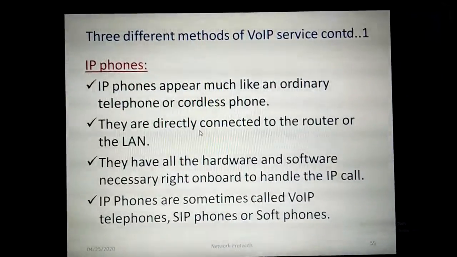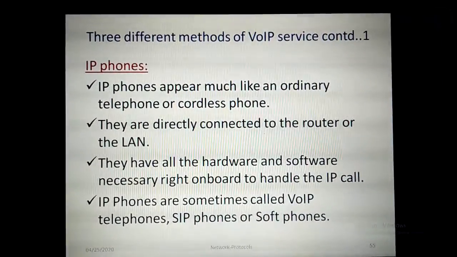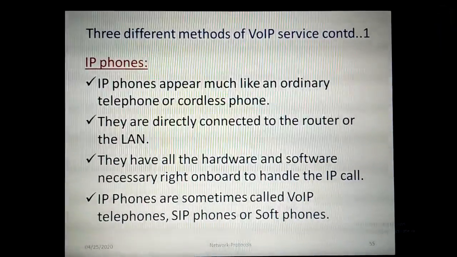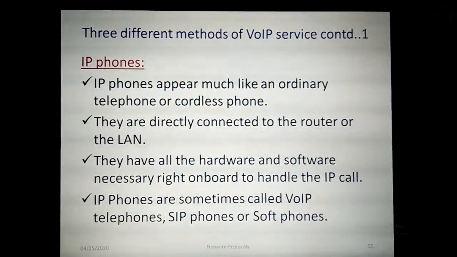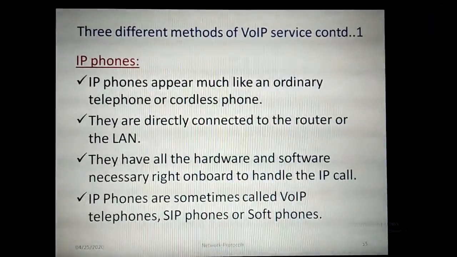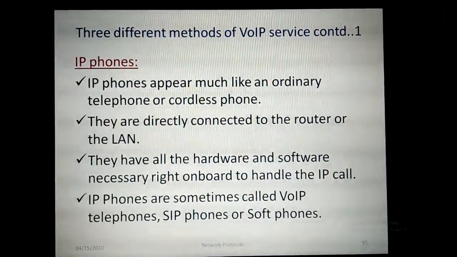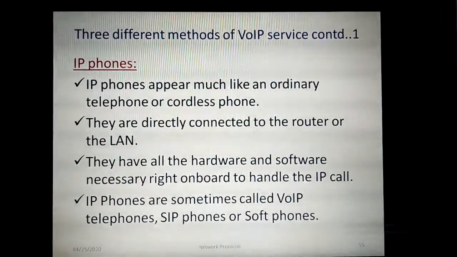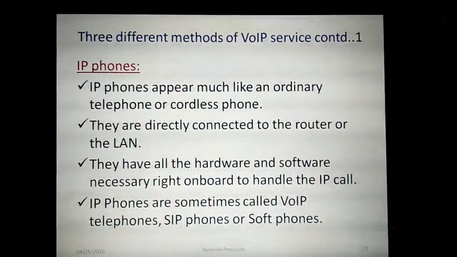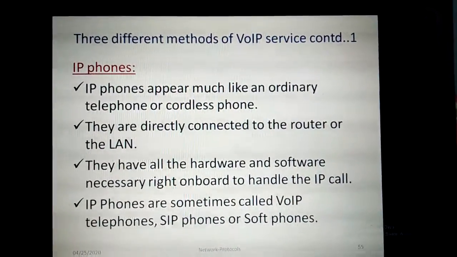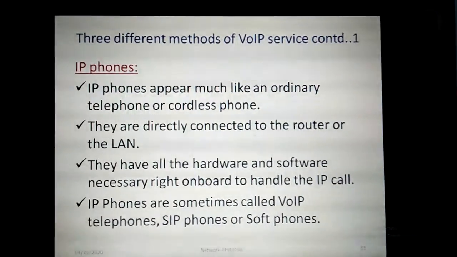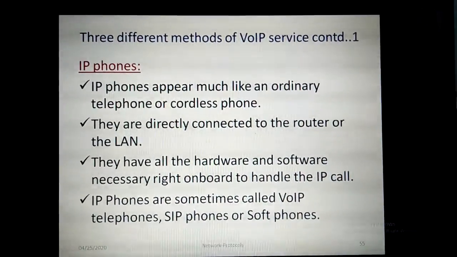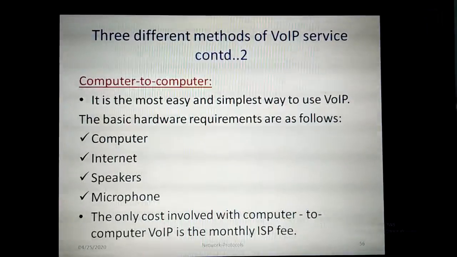Next is IP phones. IP phones appear much like an ordinary telephone or cordless phone. They are directly connected to the router or the LAN. They have all the hardware and software necessary right on board to handle the IP call. So whatever software and hardware is required for making the call through the internet, everything is available in the IP phone itself. IP phones are sometimes called VoIP telephones, or SIP phones, or soft phones. We can call VoIP telephones in two different ways, that is SIP phones or soft phones.